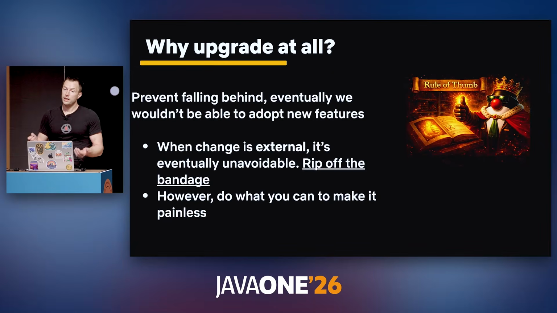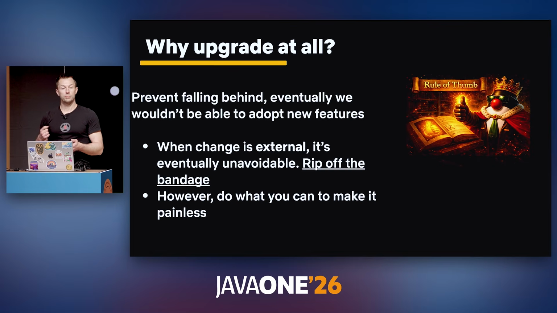So if we don't take care of staying with the latest, eventually we're going to get ourselves stuck, and we can't use the new features that we really do need to move forward. And we stop having the ability to innovate and to move fast. And that is why we have the rule of thumb that when a change is external, so when things in open source, for the libraries and the frameworks that we really care about, change, it is going to be eventually unavoidable. We can't hide this problem, we have to also move forward.